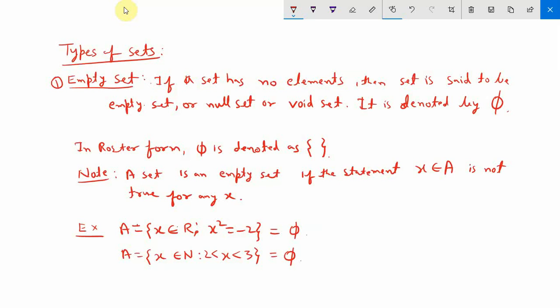Okay. Next type is, so first we will clean this. Second type, singleton set. A set consisting of a single element is called a singleton set.